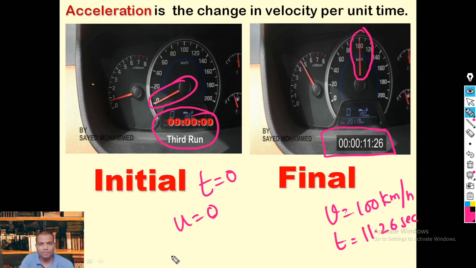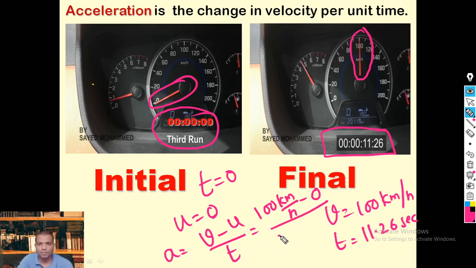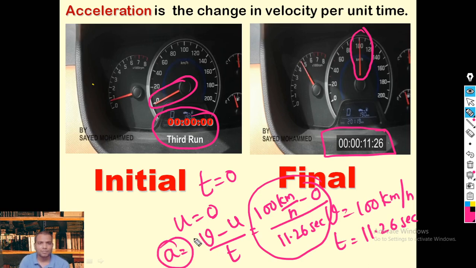Now how can I measure acceleration? Acceleration equals change in velocity, final velocity minus initial velocity, upon time. Here final velocity equals 100 kilometers per hour, initial velocity in this case is 0, upon time equal to 11.26 seconds. To do these calculations, we will convert kilometers per hour into meters per second so we can do the calculation easily. Then we get a number, and that gives the acceleration.